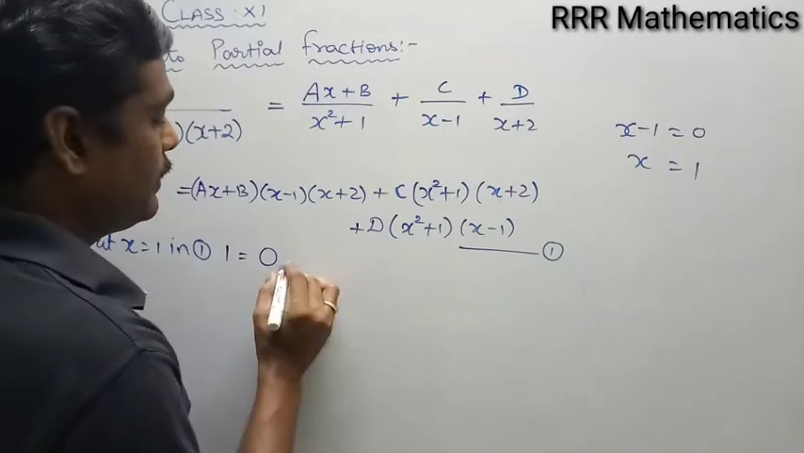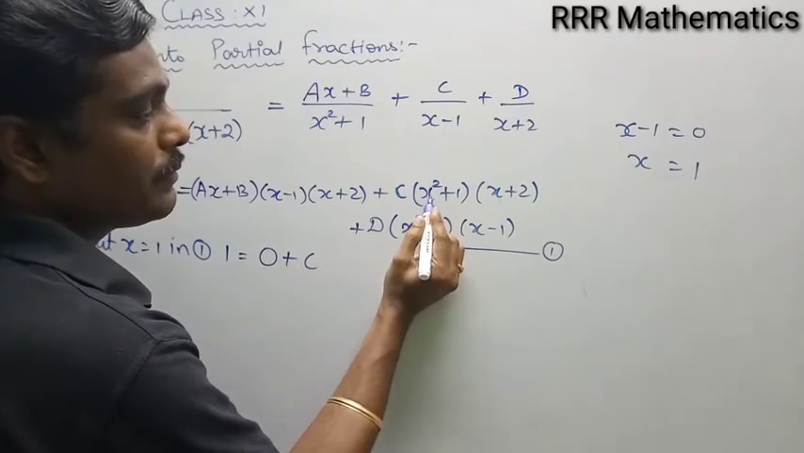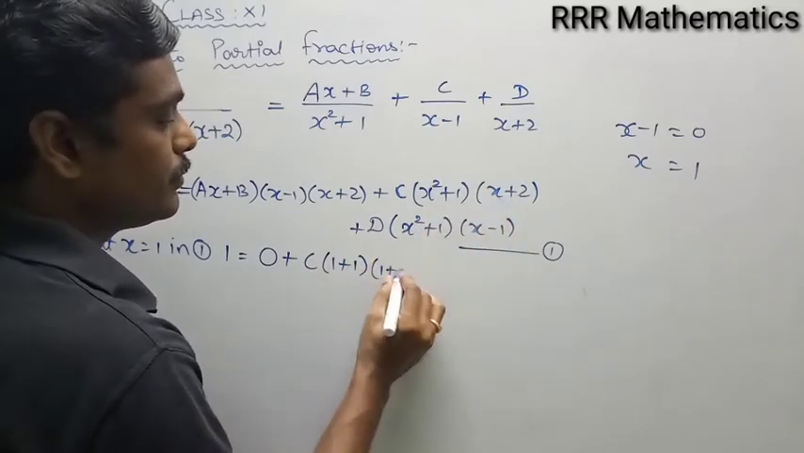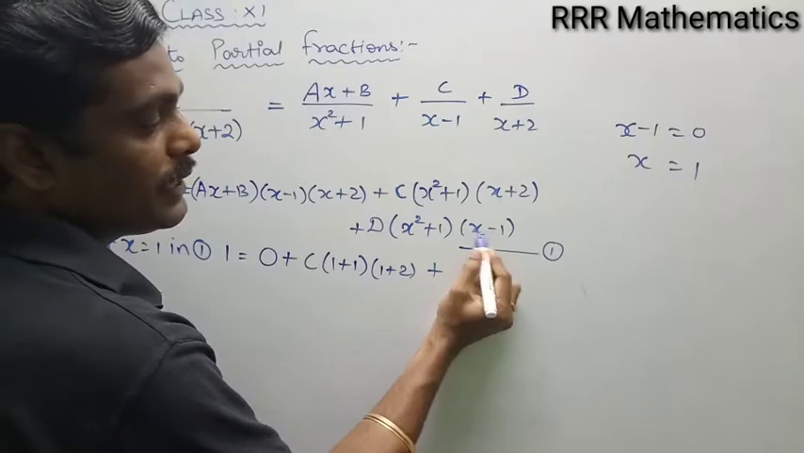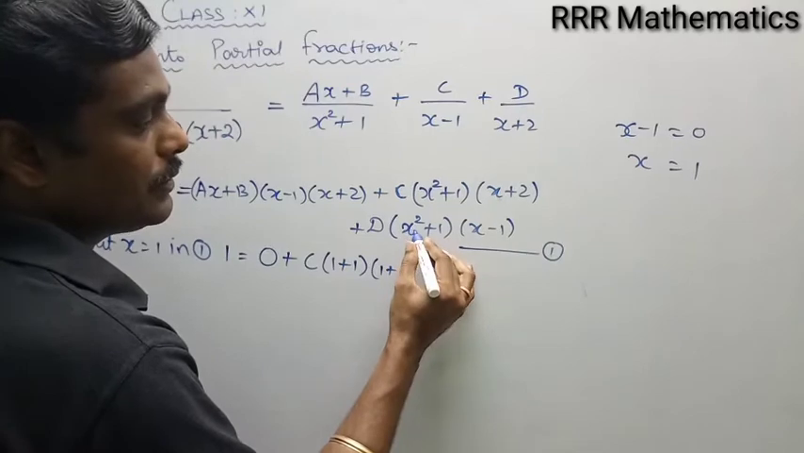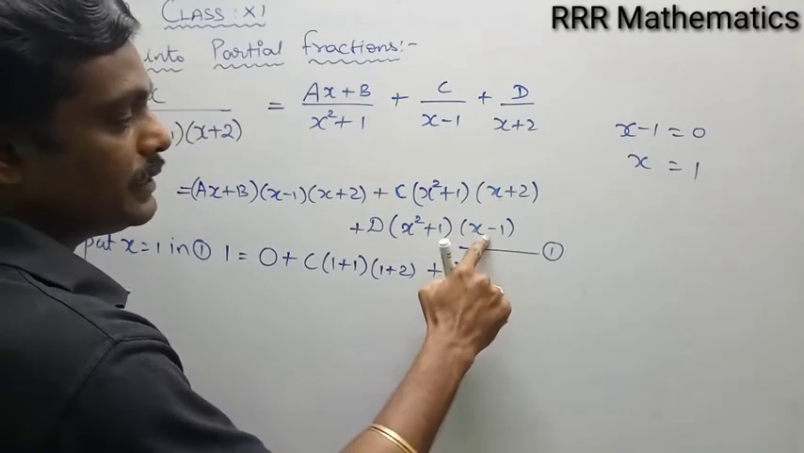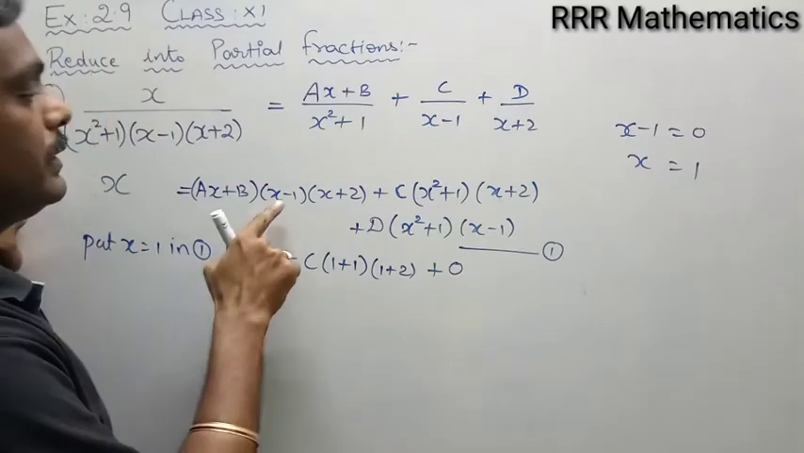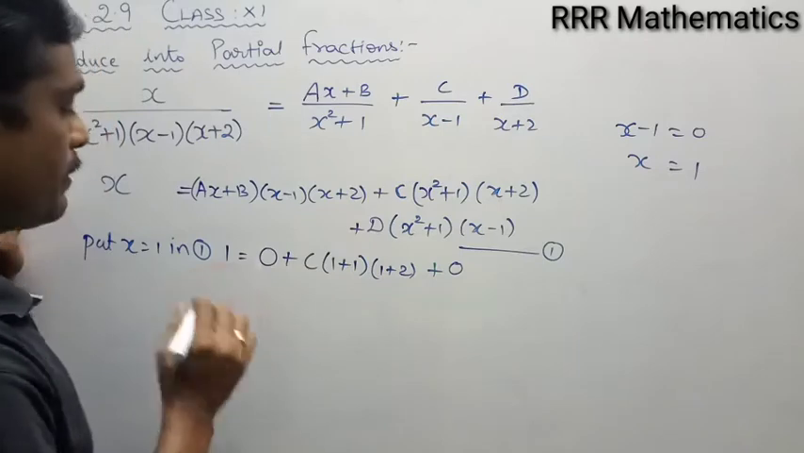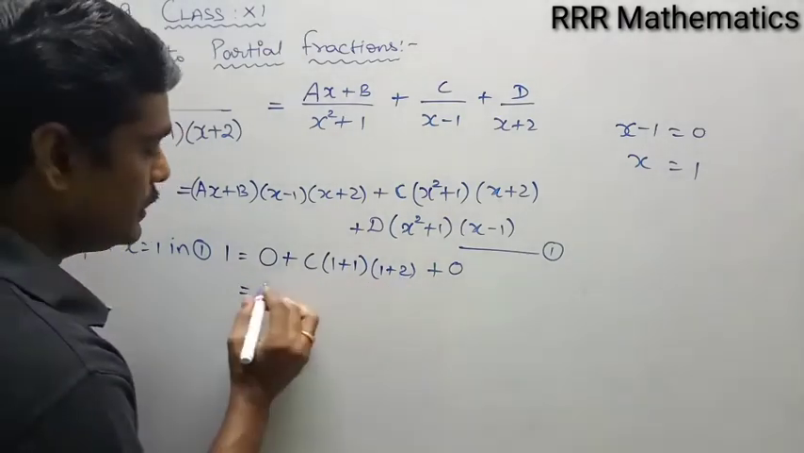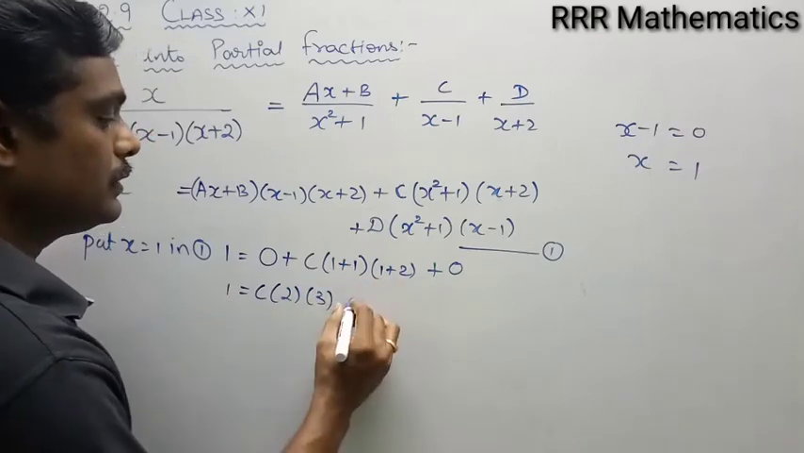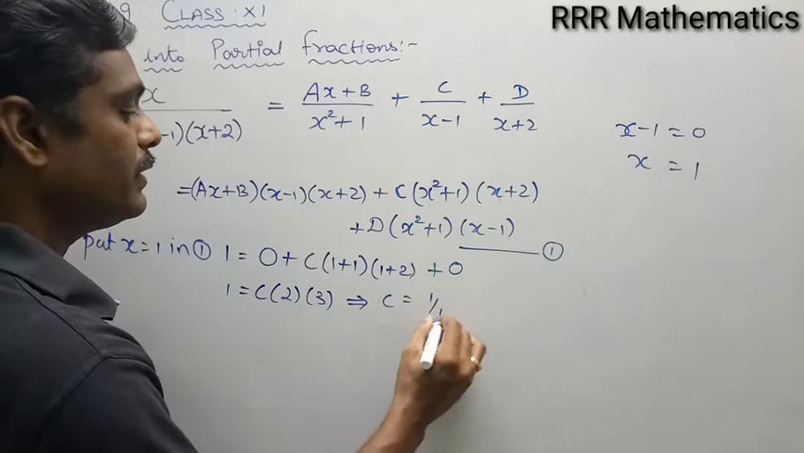Directly I can write, plus c. What is 1 square? 1 plus this 1. Replace here 1 plus 2. And here, what is 1 minus 1? 0. 0 times d into x square plus 1, that is here also 0 I am getting. See, when this one has 0, the product will be 0. Here x minus 1, when I replace x as 1, 0. So the product will be 0. So what is the value of c? 1 plus 1, 2. 2 plus 1, 3. So c value will be 1 divided by 6.